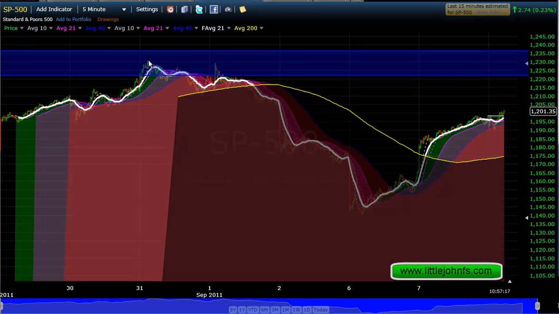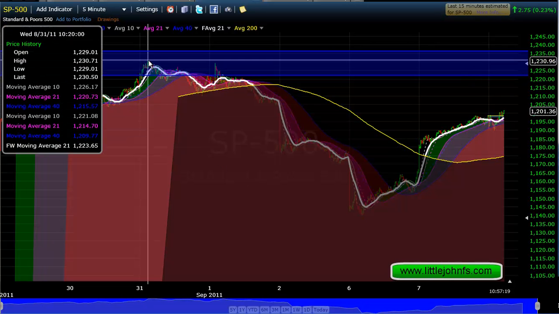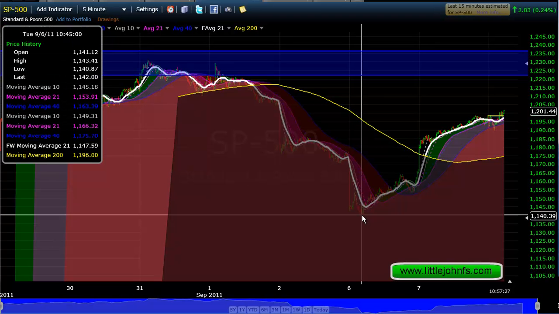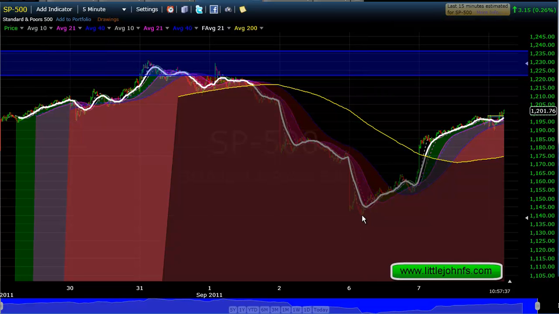I mean, we were up in the range here of, looks like a high of 1230 back on August 31st, and then here we are with a low down here at 1140. So a 90-point range on the 6th, and this is basically a week and a half later. So tremendous trading ranges being established here.